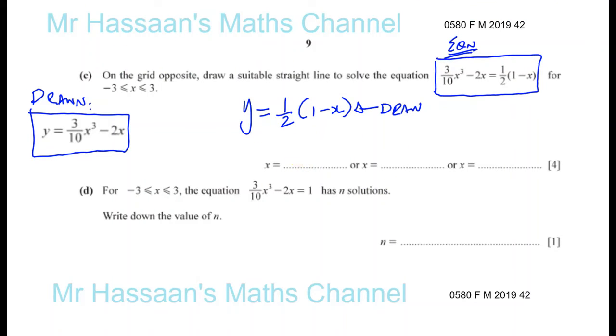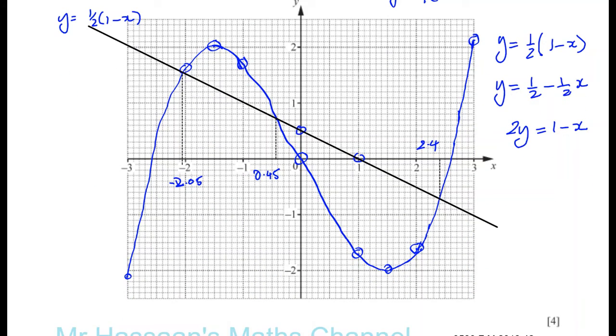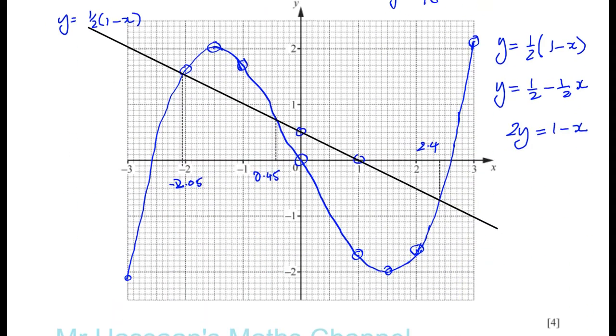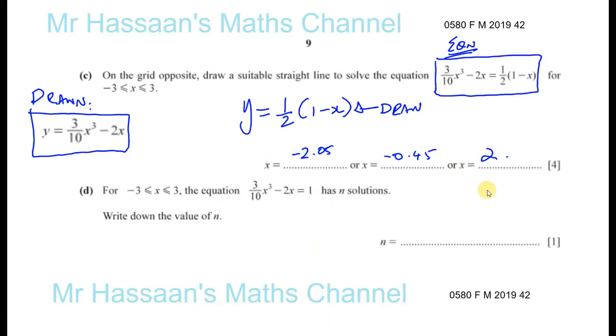So you've got minus 2.05, and 0.45, and 2 point something. What was it? It was 2.4. Okay, 2.4. All right, so those are three solutions to that equation.